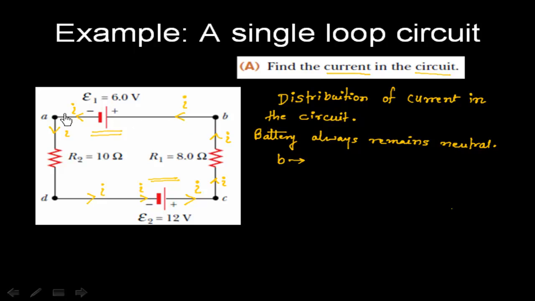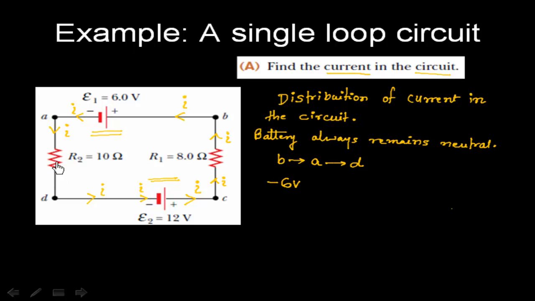So if I go from B to A, basically we have a battery, and we are going from the positive to the negative terminal. There is a loss of potential. So if I go from B, first I will have a loss of potential, that is minus 6 volt. Now we have covered B to A. Now I go from A to D.